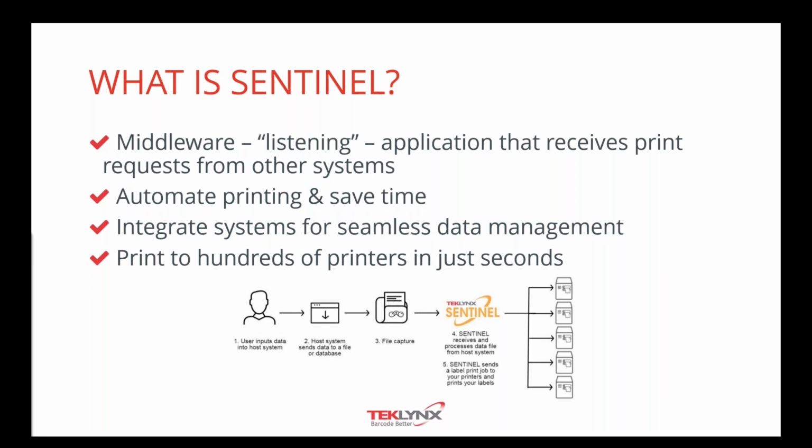So talking about Sentinel, what is Sentinel? Sentinel is a middleware or a listening application that receives print requests from other systems. So the purpose of using Sentinel is to listen to requests very quickly and then automate the printing based on what those requests have in them. So it can be used to integrate directly into your business system to print to a couple hundred labels, a couple hundred printers, whatever you need in a matter of seconds. And Sentinel is much faster than any print user can be. So I'll be looking at Sentinel.